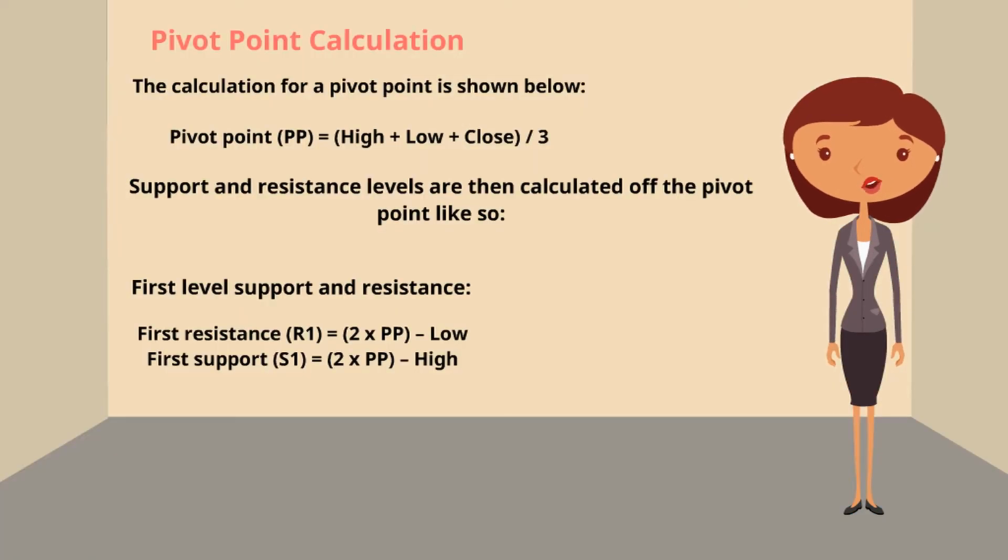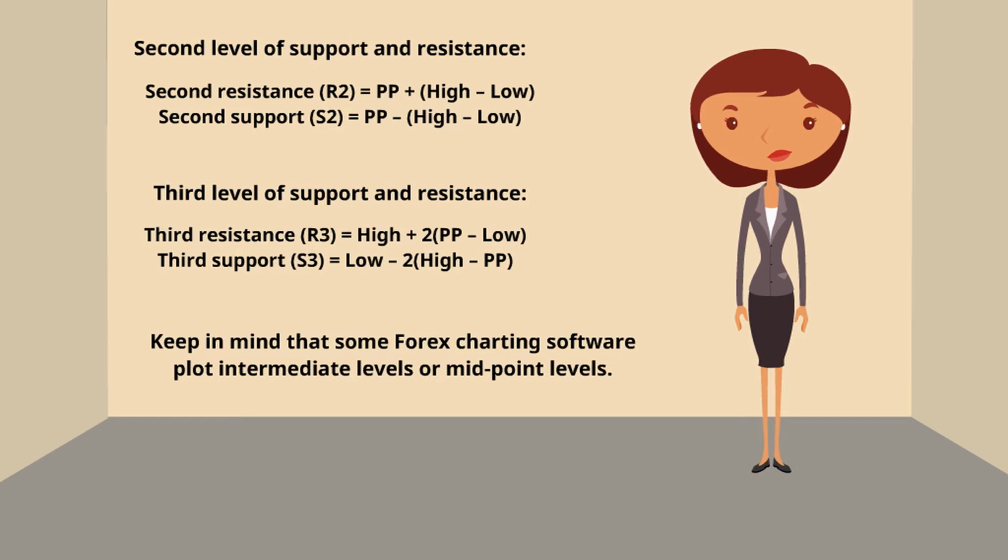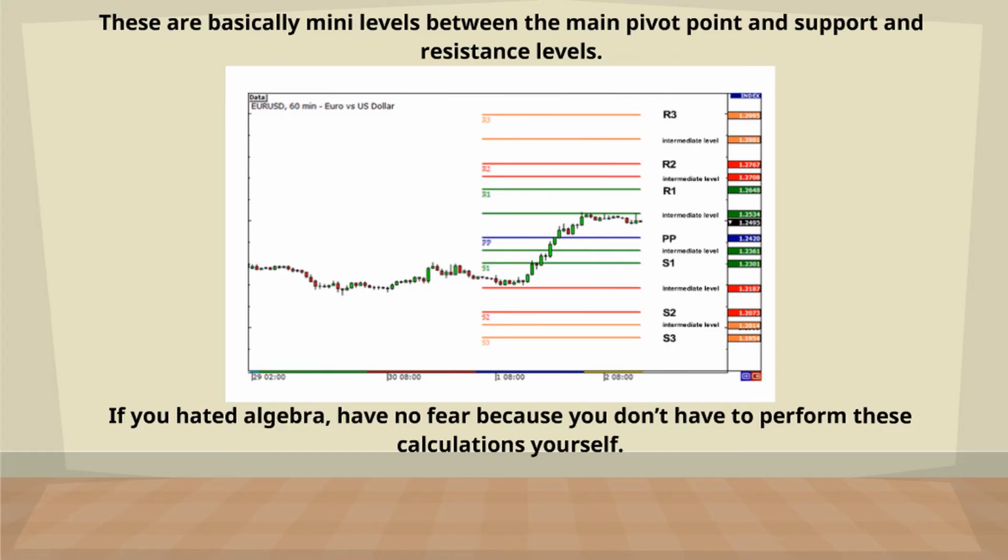Pivot point calculation. The calculation for a pivot point is shown below. Pivot point, PP, equals high plus low plus close, divided by 3. Support and resistance levels are then calculated off the pivot point like so. See the below formula of first level support and resistance. Now see the formula for the second level of support and resistance. And there is a formula for the third level of support and resistance. Keep in mind that some Forex charting software plot intermediate levels or midpoint levels. These are basically mini levels between the main pivot point and support and resistance levels.